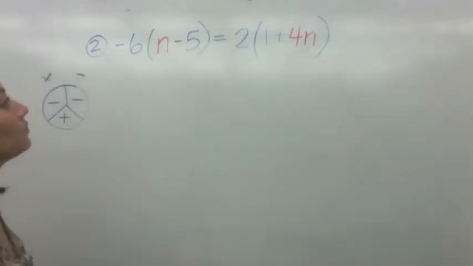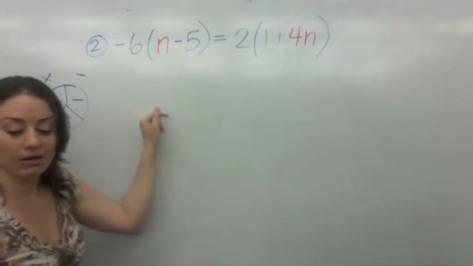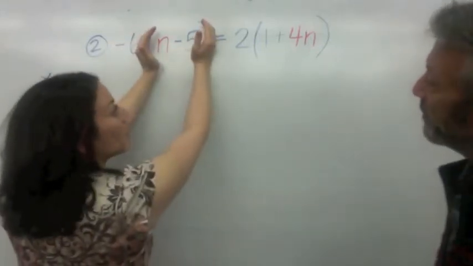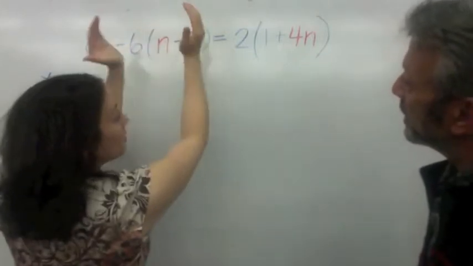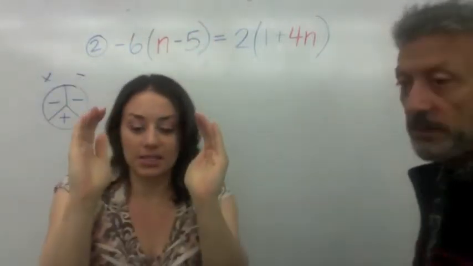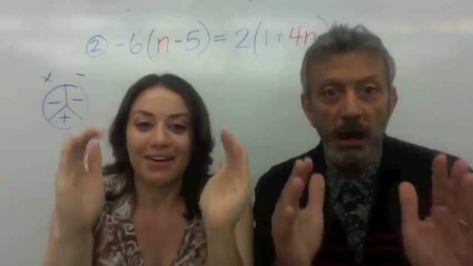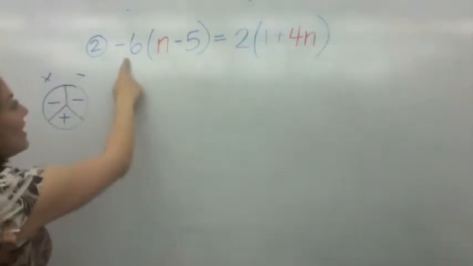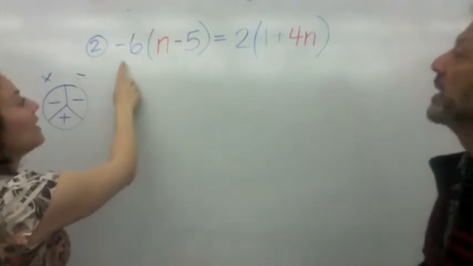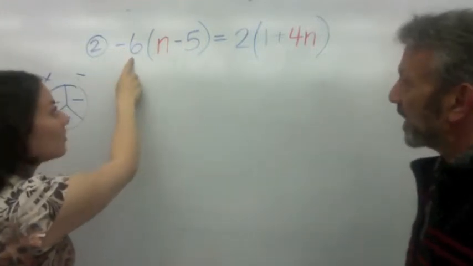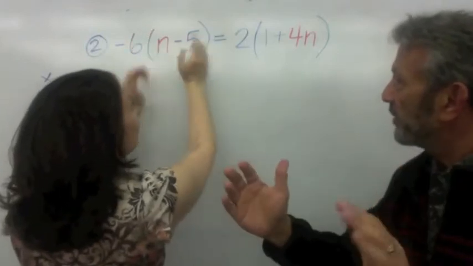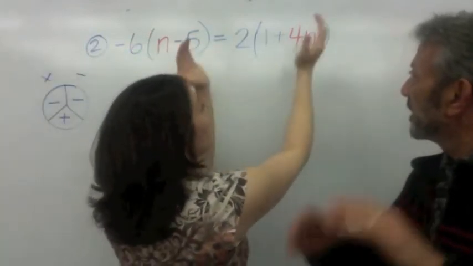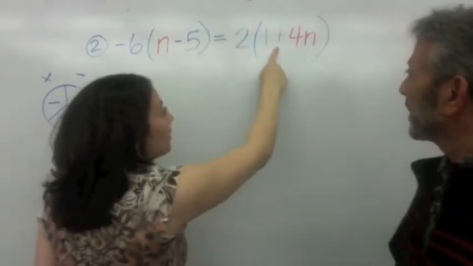Okay, so with this equation, let's go ahead and read the equation. Now, Dad, when you see parentheses, when you read the equation, you say the quantity of. Everyone, go ahead and say the quantity of. Say it again. The quantity of. Very good. So we're going to read this. It says negative 6 times the quantity of n minus 5 equals 2 times the quantity of 1 plus 4n.